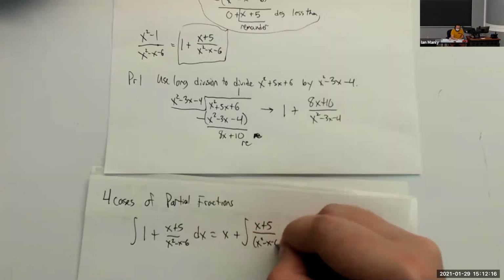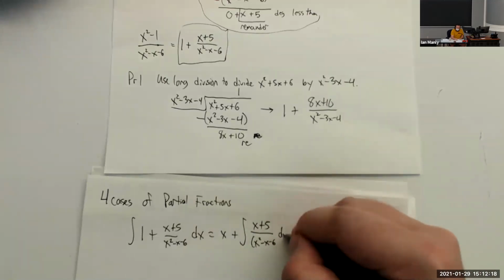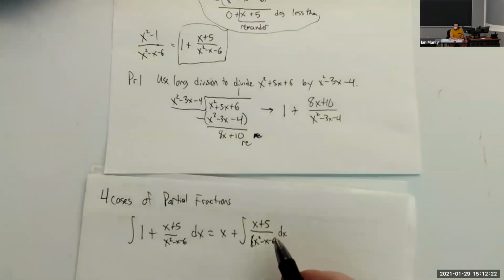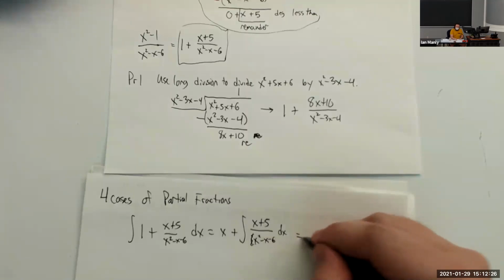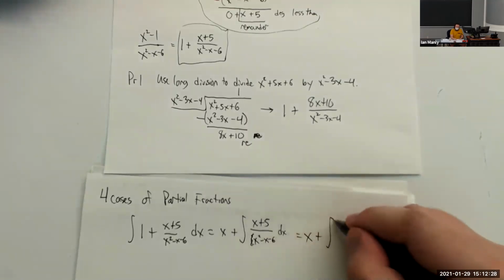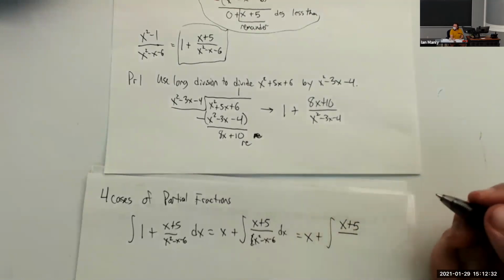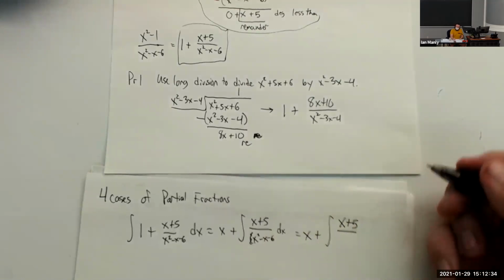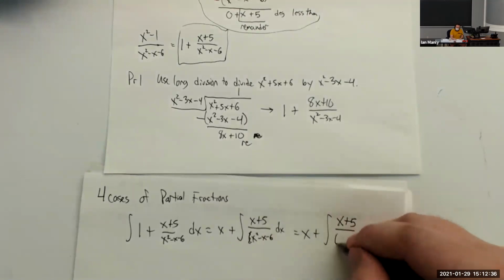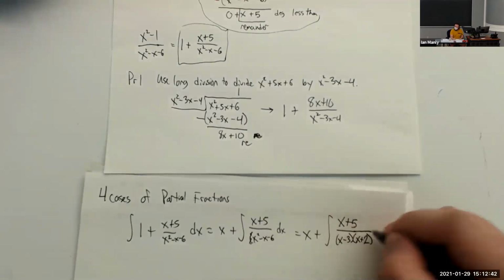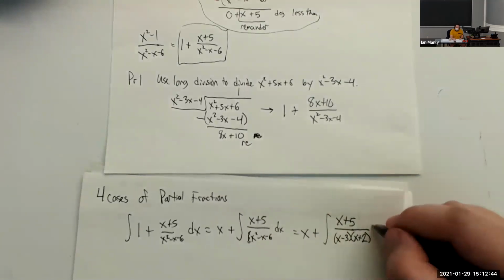I don't need parentheses. I don't know why I did that. Now we can factor the bottom of this. What is the denominator going to factor into? Something with 3 and 2. Probably x minus 3 and then x plus 2, like that.